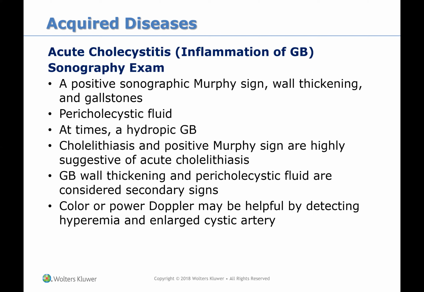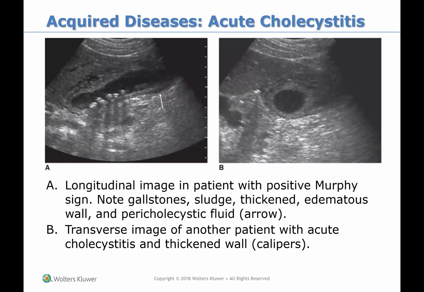Cholelithiasis and positive Murphy sign are highly suggestive of acute cholecystitis. Gallbladder wall thickening and pericholecystic fluid are considered secondary signs. Color or power Doppler may be helpful in detecting hyperemia in a large cystic artery.